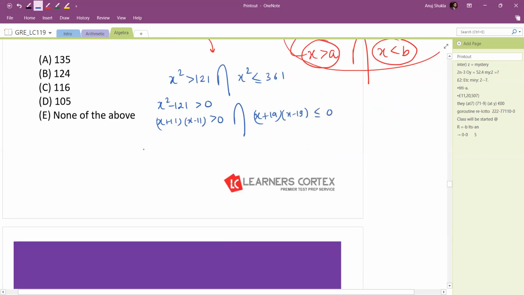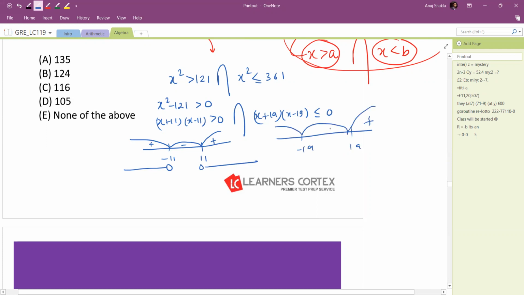Now what is the solution for this? I'm writing it. Minus 11, positive, negative, positive means from here to here and from here to here, and these values not included, so bubble empty. This one, minus 19 and 19, positive, negative, positive. What do you need? Negative value from here to here, and 19 and plus 19 included, so bubble filled. Yes, any doubt till now?